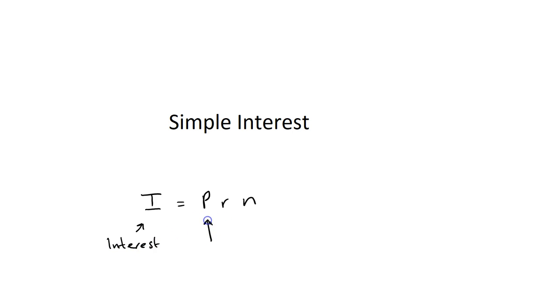P is the principal. Now the principal is the original sum, either borrowed or invested. R is the rate of interest, and N is the number of time periods that the money is invested for.